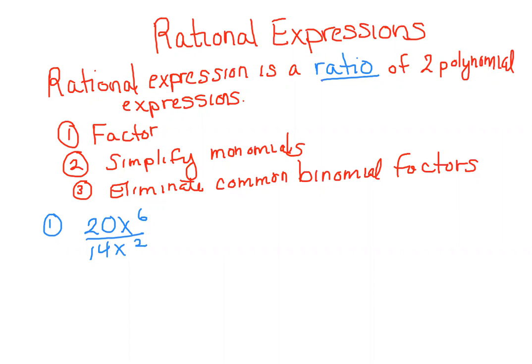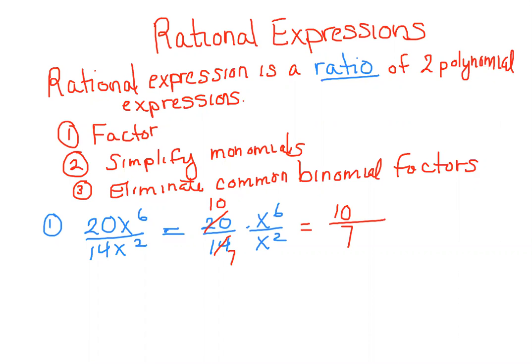So let's do these steps. Step number one, factor everything. Well, there's nothing to factor here because they're all monomials, so we don't have to do that. Step two, simplify the monomials, and at the top you can see where it says use the exponent rules. So let's think of this as 20 over 14 times x to the 6th over x squared, and think of each part separately. How can we simplify 20 over 14? 2 goes into 20 ten times, 2 goes into 14 seven times. So that becomes 10 over 7.